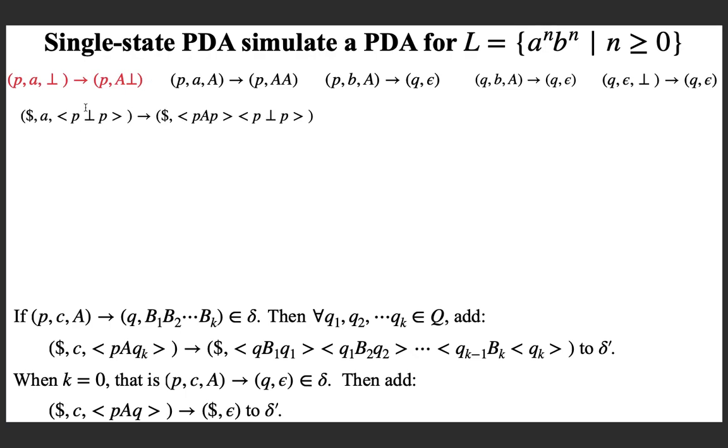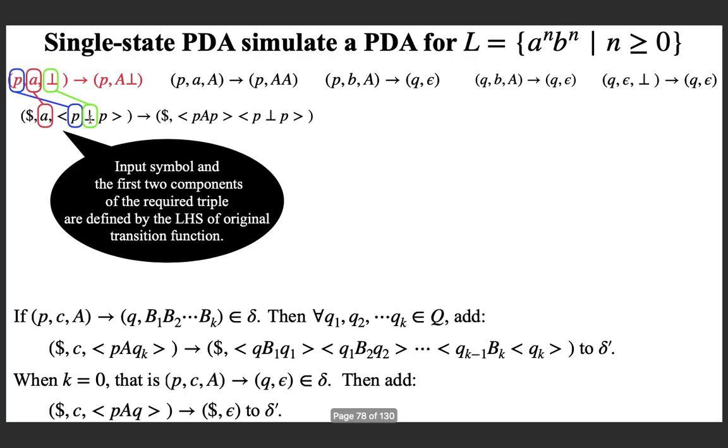I just copied it. Now see how you will get a transition corresponding to this transition in the original machine. This is what you can add, where the input symbol is same as the input symbol of the original transition, and the first state in the first triple, in this LHS triple, is the state of the LHS in the original transition, and the second or the middle symbol in the LHS triple is the bottom of stack symbol in the original transition, and that is what we already know.